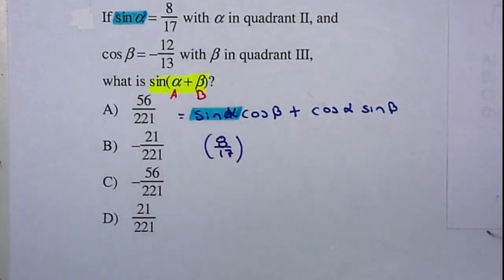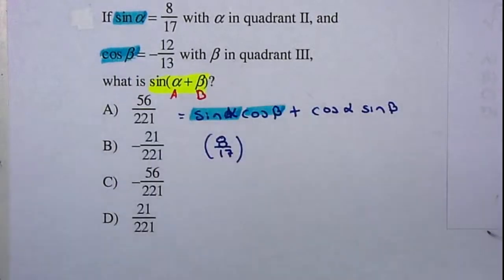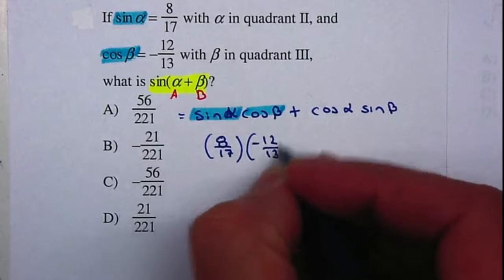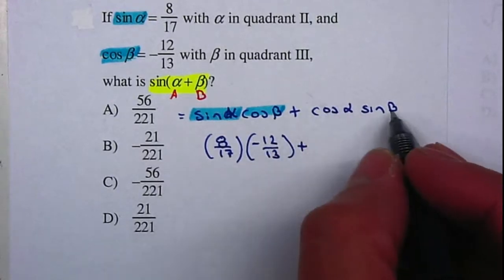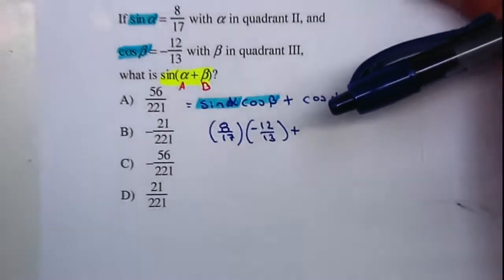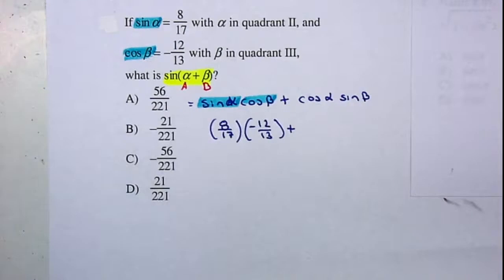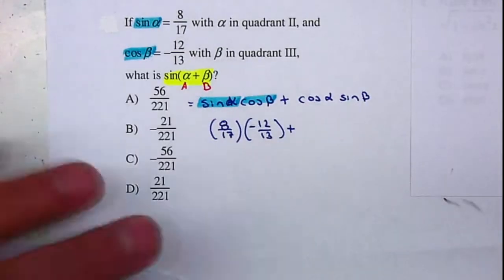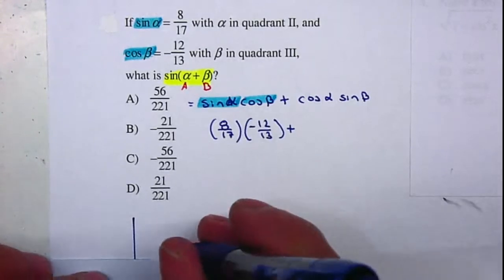And they also tell you that the cosine of beta is negative 12 over 13. So therefore now we need to be able to find the cosine of alpha and the sine of beta. I'm going to go and make my x and y axis for each one of them. So I can find, let's go and work with alpha first. I'll make my x and y axis.